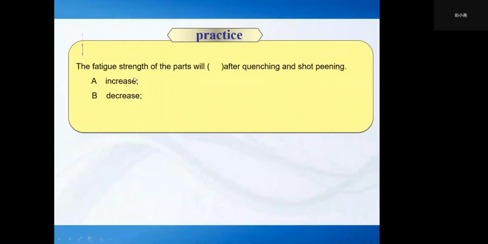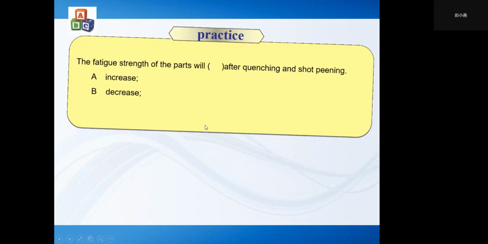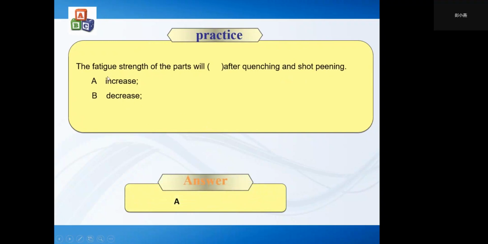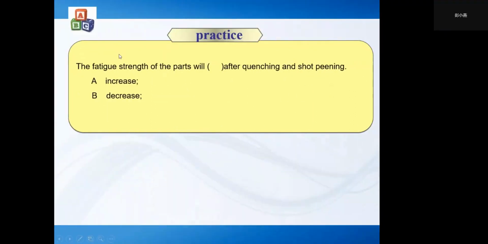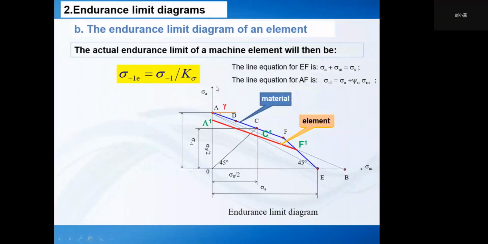And then, will the fatigue strength of parts increase or decrease after quenching and shot peening? After the surface treatment, the fatigue strength will increase. Yes, it will increase.